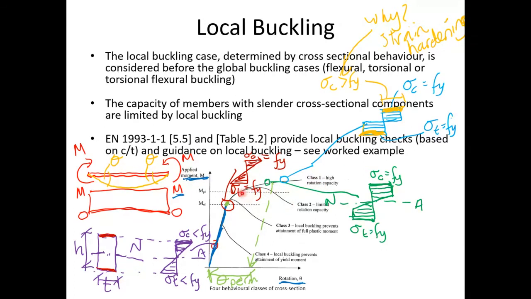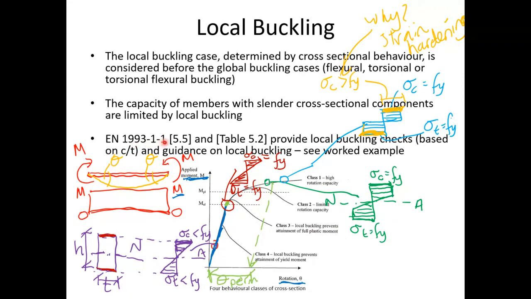Class two means we can just get up to yield, just past the plastic limit, and we have limited rotation capacity. Class three means that local buckling happens just after we get to the yield point here, then we get some plastic or local buckling, and we can't get the full plastic moment back out of it. Okay, so we get guidance in the European design codes to allow us to do this.